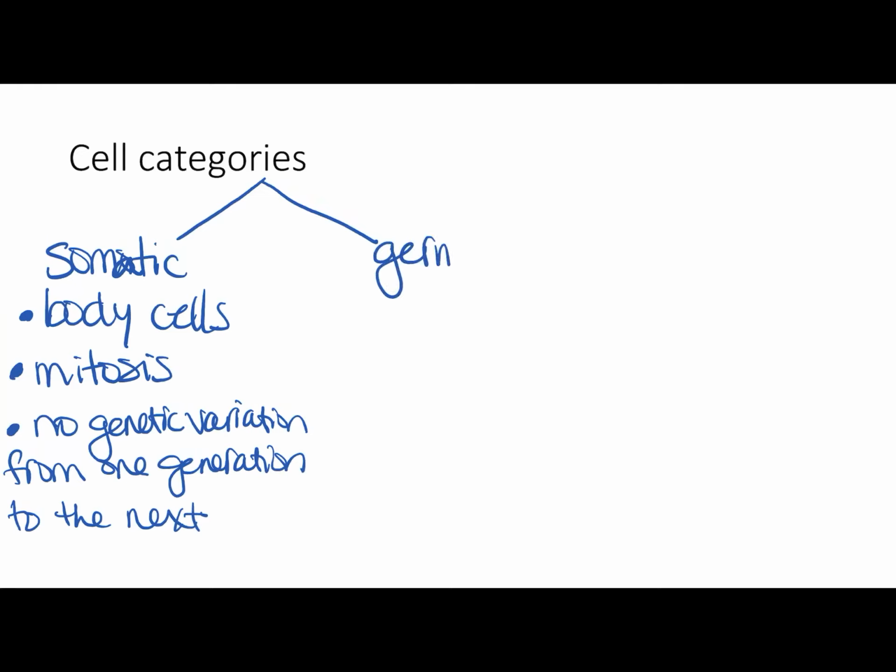Okay? Now, then we have germline cells. Germline cells are the cells that are set aside early in development that contain the DNA that will ultimately be passed on through reproduction. Now, in animals, germline cells are diploid. Somatic cells are diploid in animals.